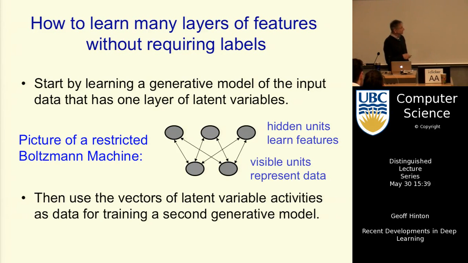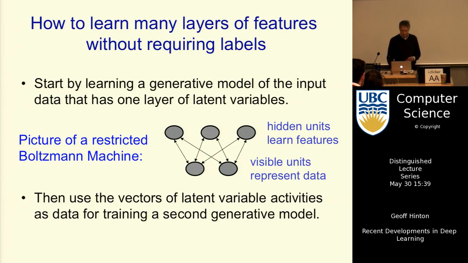And then the real trick is, after you've done that, you can take the vectors of activity of these hidden units and treat those as data and do it again. So now we can take this as data and learn a second layer. And you can then do it again, and so you can do it as many times as you like.